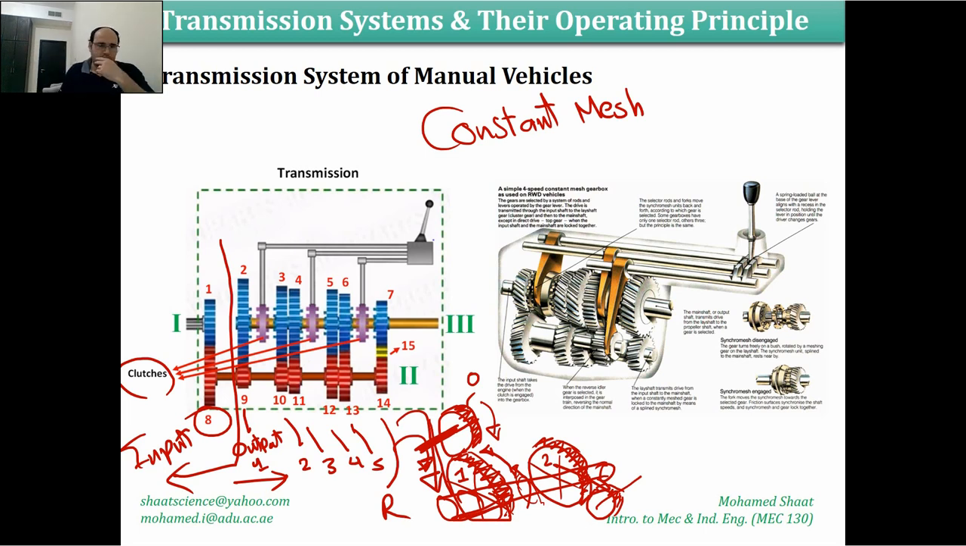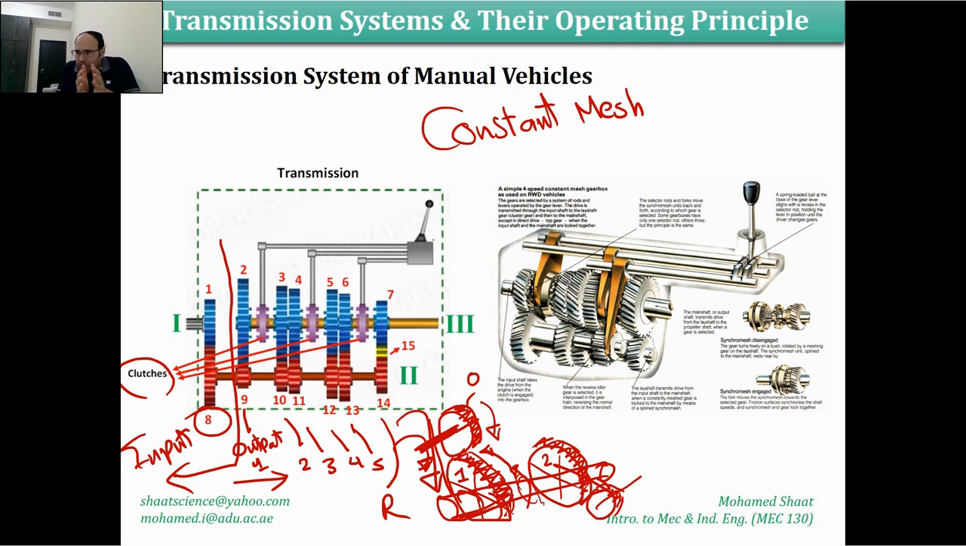So what does this mean? Who is the smallest of all of these drivers? We agreed that 9 is a driver to 2, 10 is a driver to 3, 11 is a driver to 4, and so on. So 9, 10, 11, 12, 13 are all drivers, forget about 14. Which one is the smallest? It is 9. This gives the lowest speed. This is the first gear. Why? Because the driver is the smaller one.